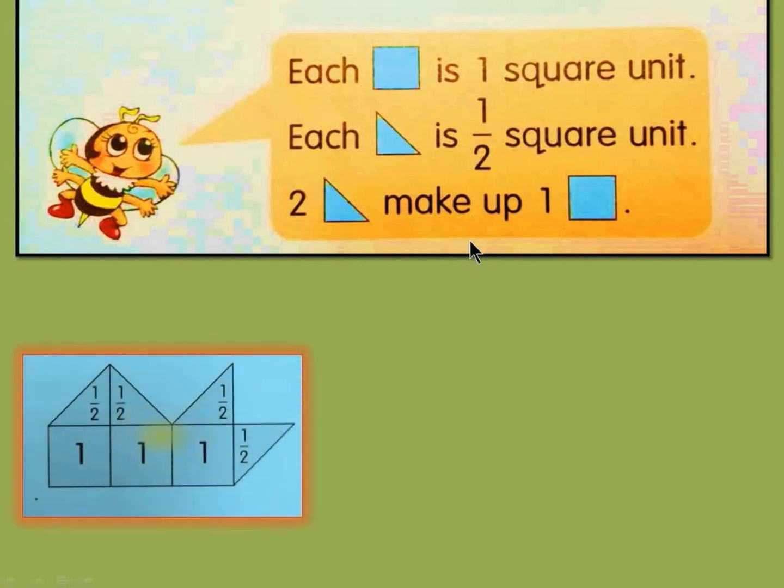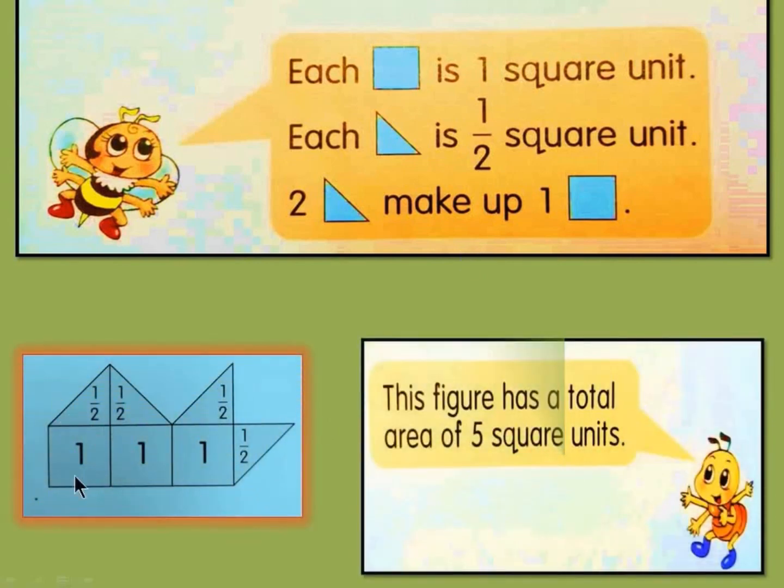Let me give you one more example. See, this is the plain figure here. What is this? One, two, three. How many squares are here? Three squares. But there are some more figures here. How will we count them? What is this? This is a triangle. And what is this? This is also a triangle.